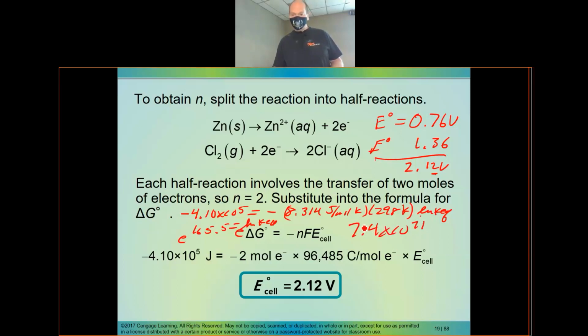Once your E value gets any higher than 2.12 volts, you're going to have a calculator that says it can't do that calculation, because once you get past 99, it will not give you an answer. All right, we will pick up there tomorrow.